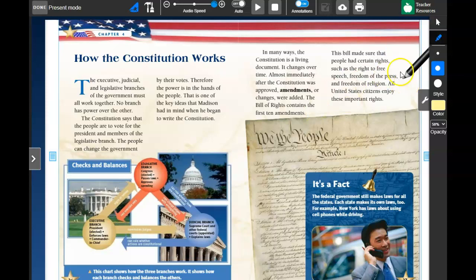So let's keep reading. This bill made sure that people had certain rights, such as the right to free speech, the freedom of the press, and freedom of religion. All United States citizens enjoy these important rights. Let's take just a second to think about that. What is the right to free speech? Well, the right to free speech means that I can go out and I can say things that I believe in.